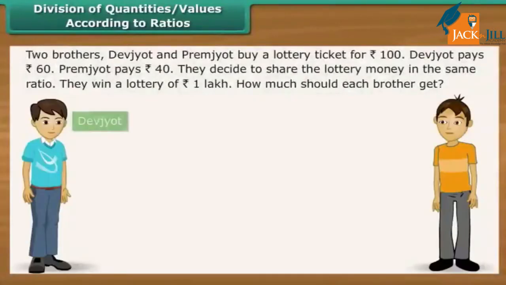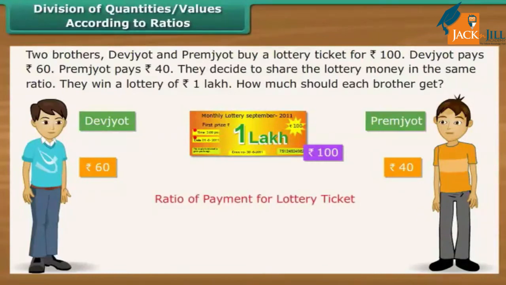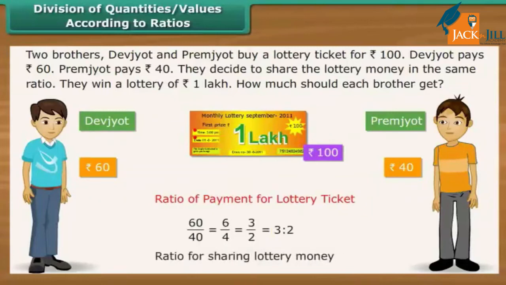Two brothers, Devjot and Premjot, buy a lottery ticket for rupees 100. Devjot pays rupees 60, Premjot pays rupees 40. They decide to share the lottery money in the same ratio. They win a lottery of rupees 1 lakh. How much should each brother get? Let us find first the ratio of their payments. Ratio of payment for lottery is 3:2.